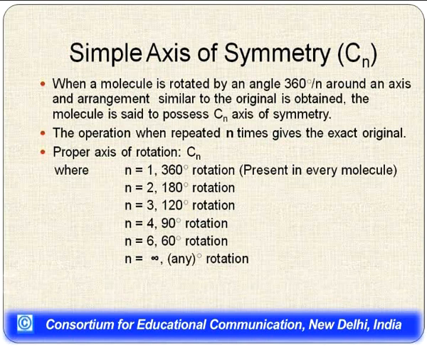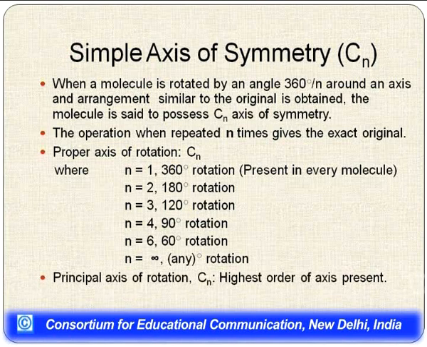As in the case of alkynes, you may learn that on your own, but we would not be needing that n is equal to infinity here. The maximum n axis, that Cn, is called the principal axis of rotation, which is the highest order of axis present.